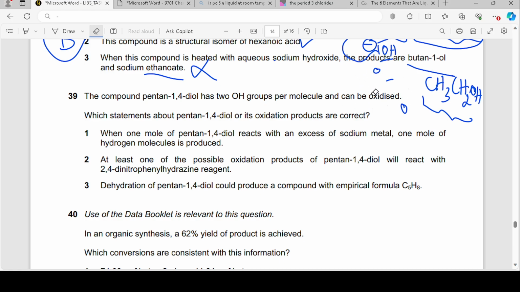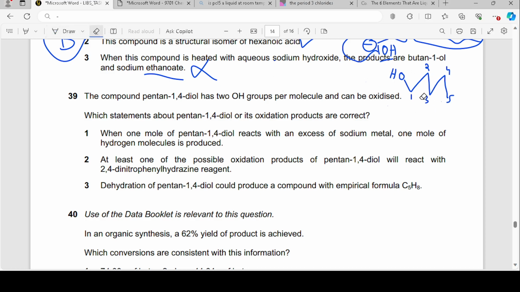Which statements about pentane 1,4-diol or its oxidation products are correct? So let me draw out the molecule, because drawing things makes life easier. So pentane 1,4-diol. It has an OH group on the first carbon atom. I'm taking this as 1, 2, 3, 4, 5. You get the point, right?